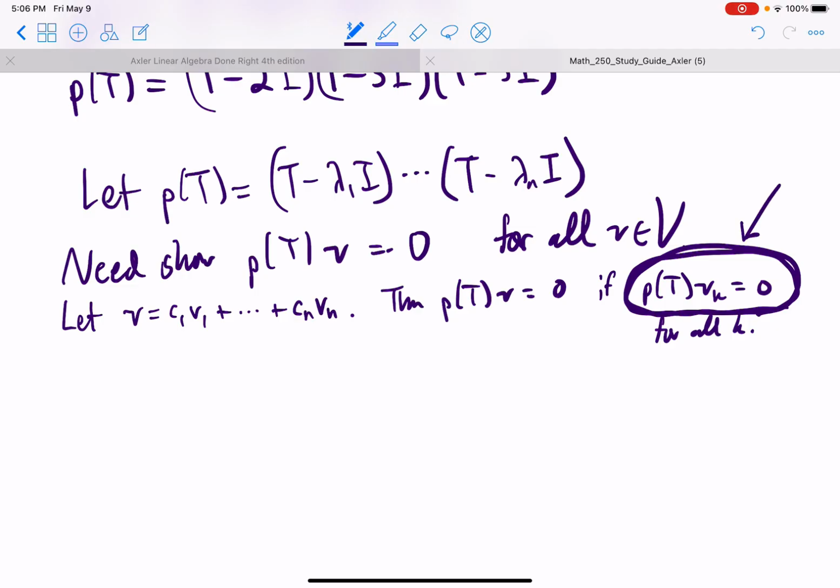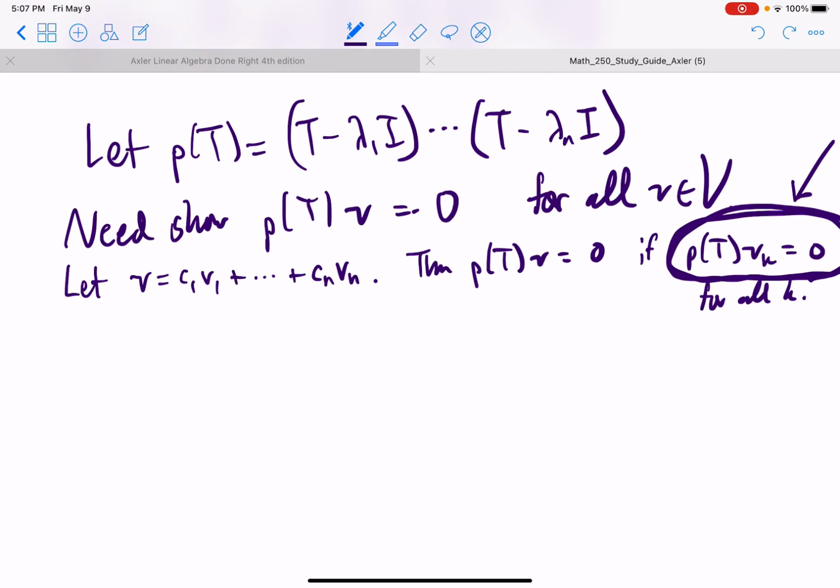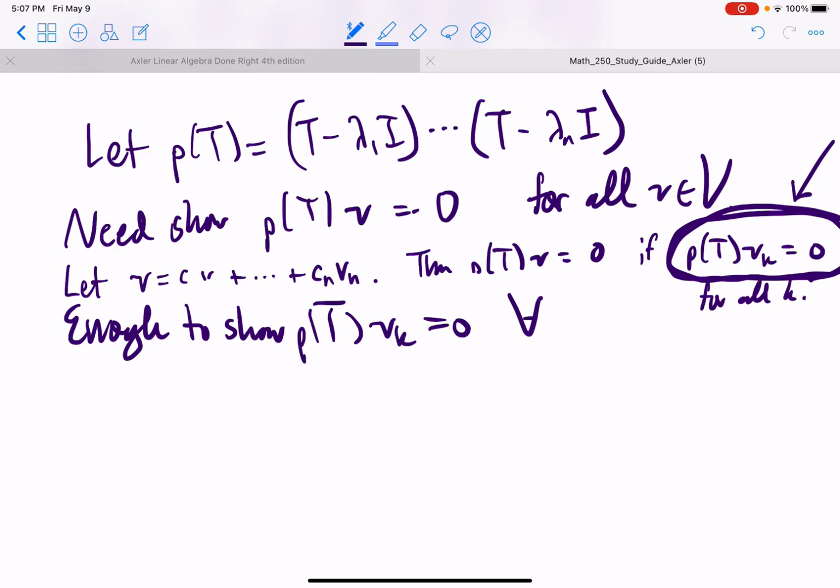Once we prove that for all k, then clearly by linearity this thing is 0 on everything, because P of T would hit c1 v1, the c1 would pull out, and P of T would hit v1, but we'd show that's 0, so we get 0. Then P of T would hit c2 v2, the c2 would pull out, and then we'd show that P of T v2 is 0. So this whole thing would then be 0. So all we need to do is show P of T v_k equals 0 for all k.